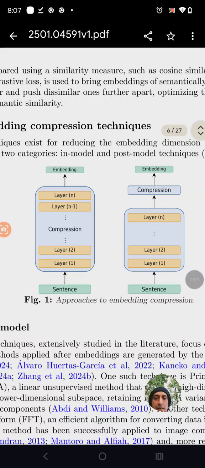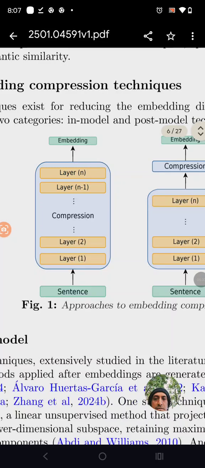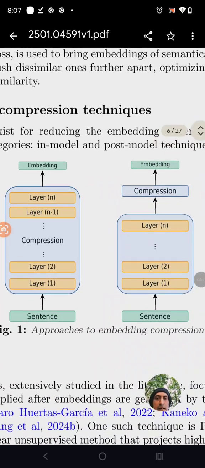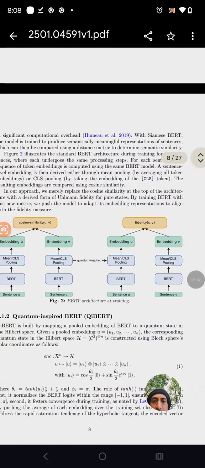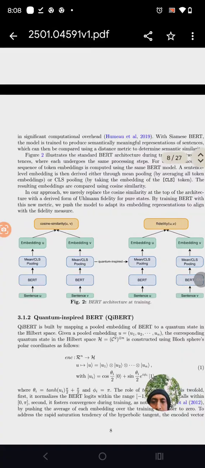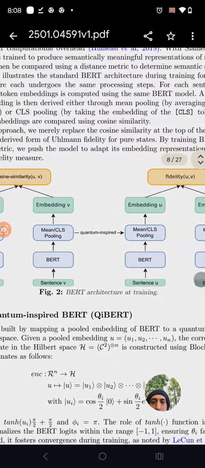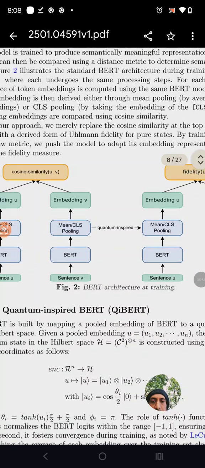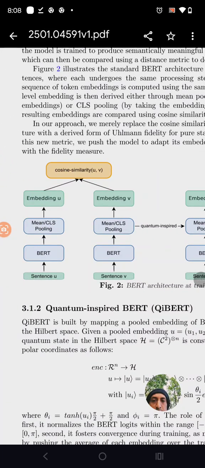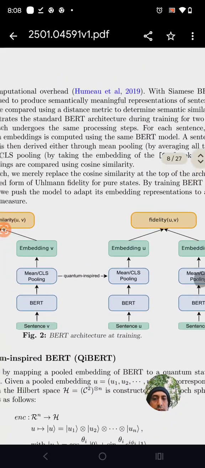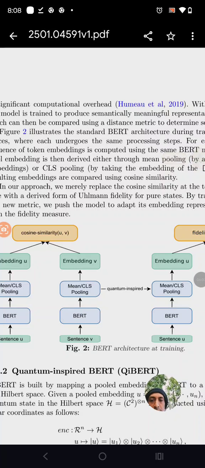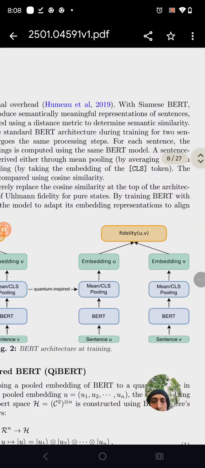So this Figure 1 discusses various approaches to embedding compression. Compression can happen after layer 2 or after layer n, at the end of everything. This is the Siamese twin BART. Sentence U, sentence V going through BART in both cases. Then mean CLS pooling, quantum inspired mean CLS pooling. Then we arrive at embedding U, embedding V. One of the twins measures cosine similarity UV, the other one does fidelity UV.